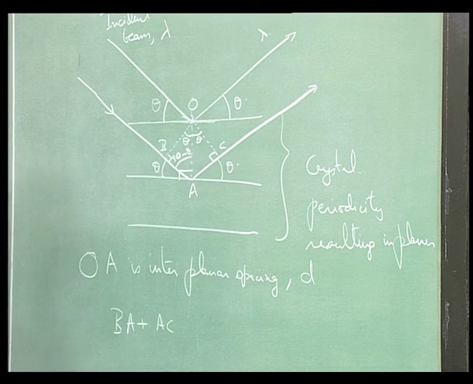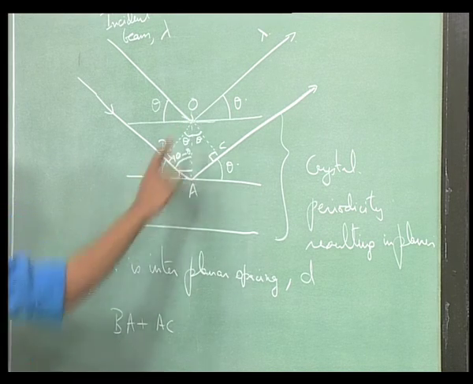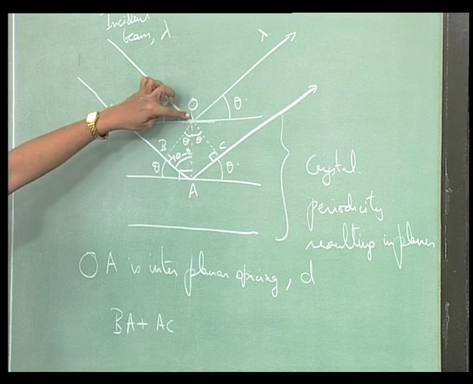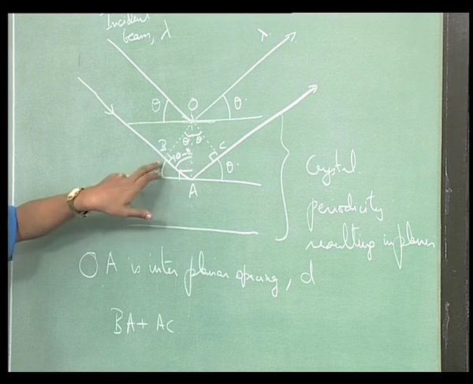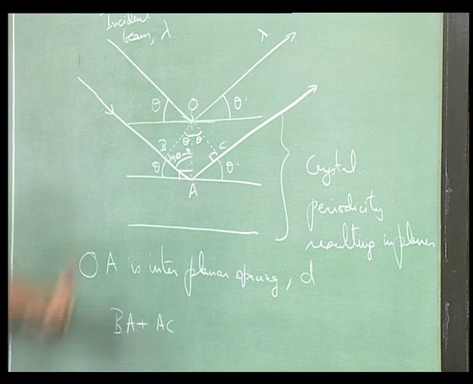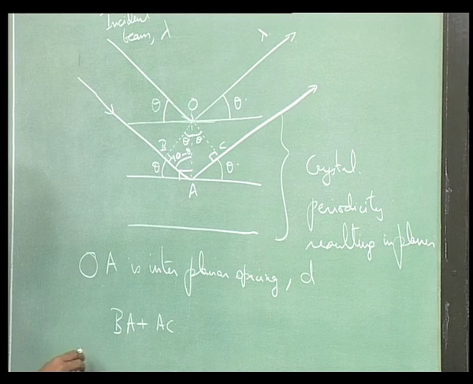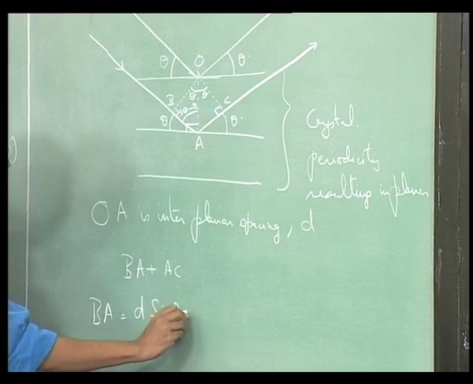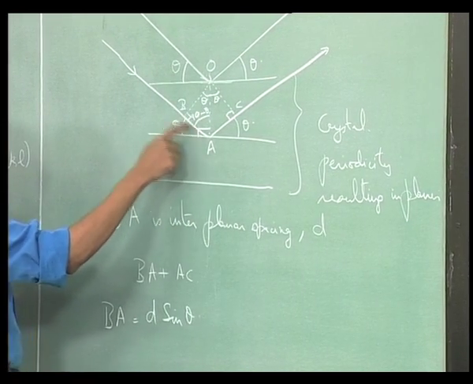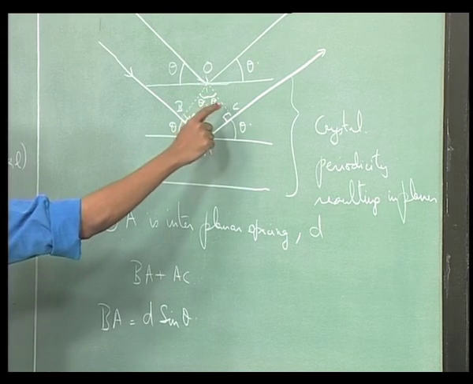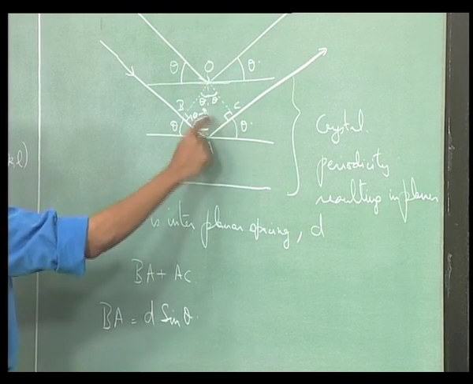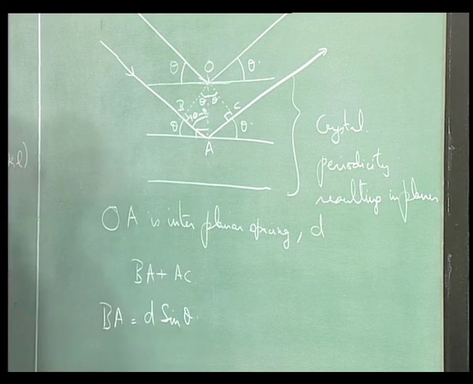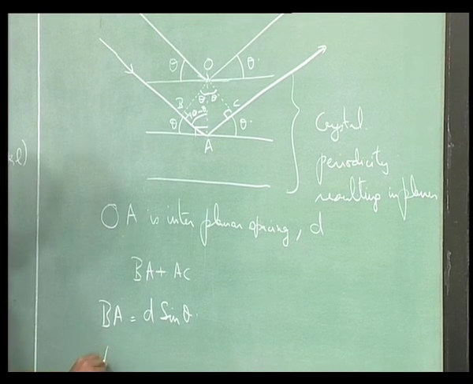therefore that is theta. So if this is D, which is OA, the planar spacing D, then the AB is simply D sin theta. That is a straightforward trigonometric relationship. So BA equals D sin theta, and D sin theta would give us this distance, and similarly D sin theta would also give us this distance, because it is the same relationship here. Similarly AC is also D sin theta.